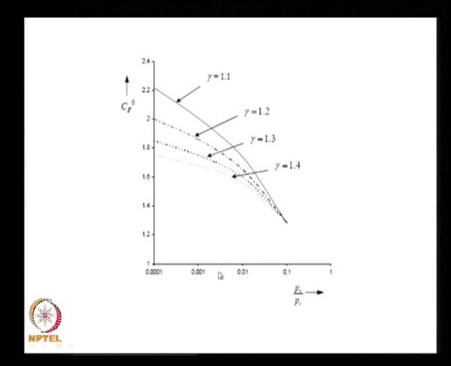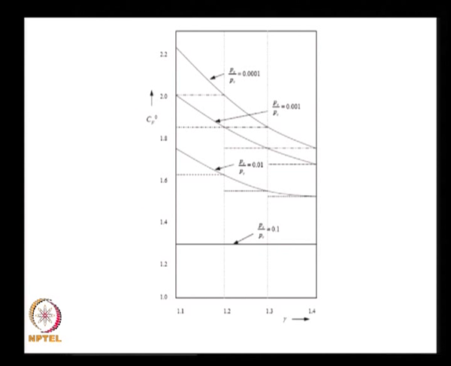As I increase the value of Pc by Pe, I get a higher and higher value of Cf, and the values which are realizable are around 2.4, 2.5, and you find that a lower value of gamma gives me a higher value of Cf than a higher value of gamma. That means the value of the thrust coefficient is sensitive to the value of gamma in addition to being a function of Pc by Pe.